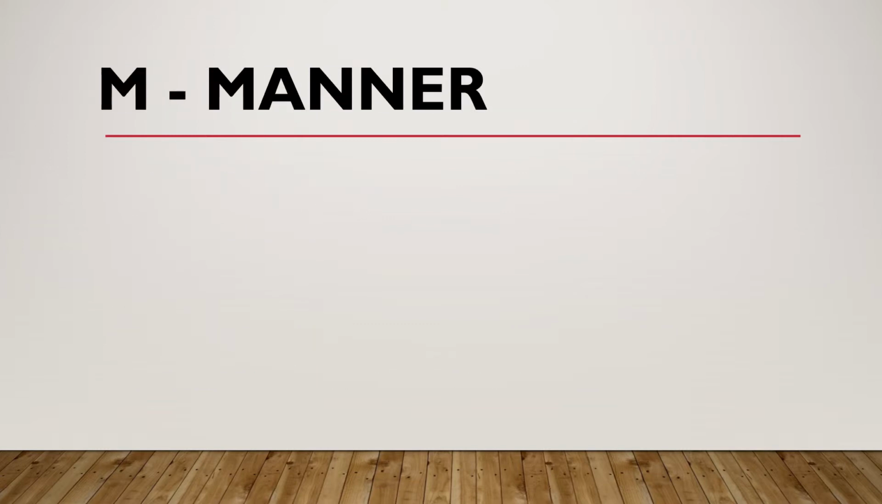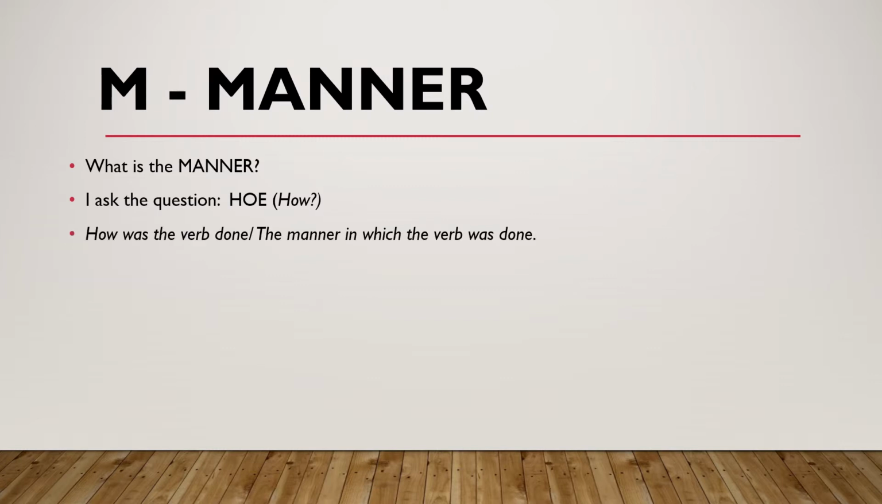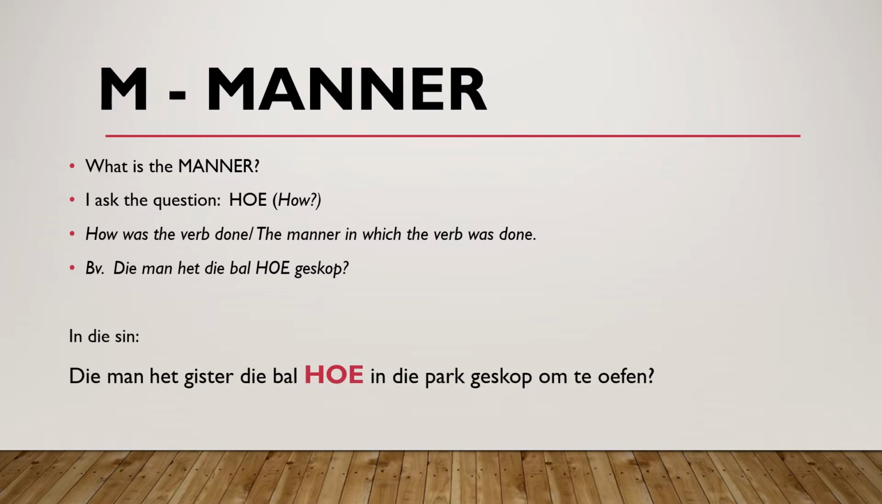Next, we have our M, which stands for manner. So what is the manner? I asked the question, as we already said, hoe or how. How was the verb done? Or the manner in which the verb was done. So that would be our answer to the question. And the answer would be, for this sentence, die man het die bal hoe geskop? How did the man kick the ball? Die man het gister die bal hoe in die park geskop om te oefen? And our manner in that sentence then would be, die man het gister die bal hard in die park geskop om te oefen.